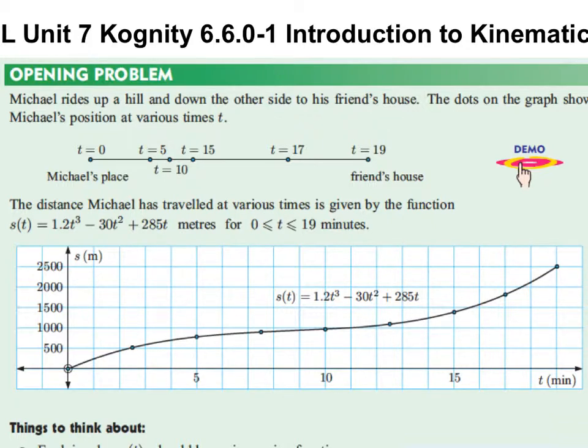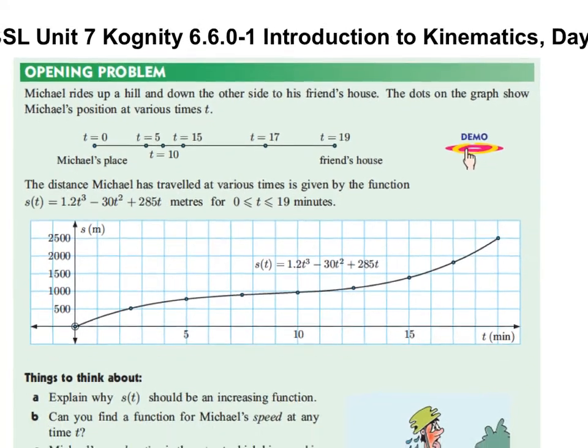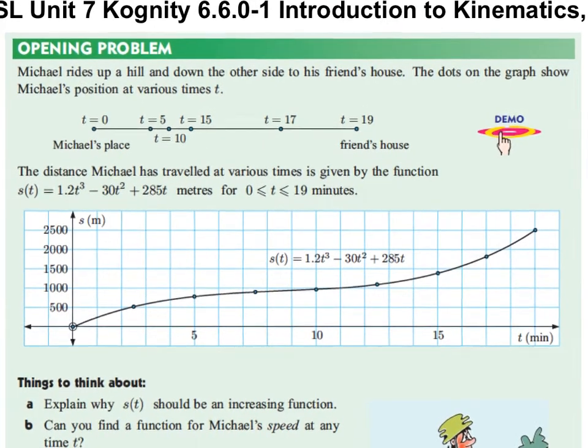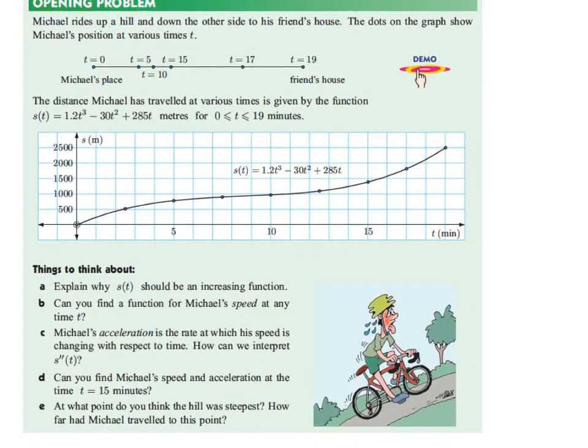So let's think about this situation, and I want all of you to give me some feedback. Let's think about some of the problems we can work with. Why should S of t be an increasing function for the entire 0 to 19 minutes? Well, time doesn't go negative, so we won't have anything to the left of the origin. He's traveling an increasing distance. He's not going backwards.